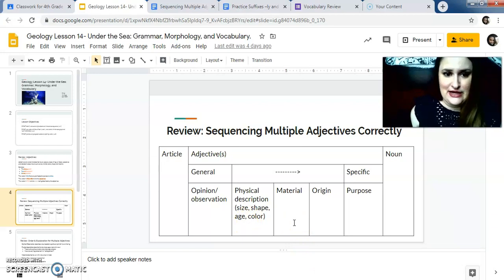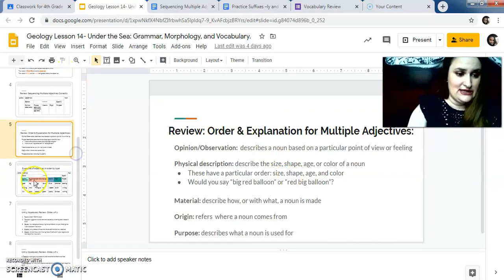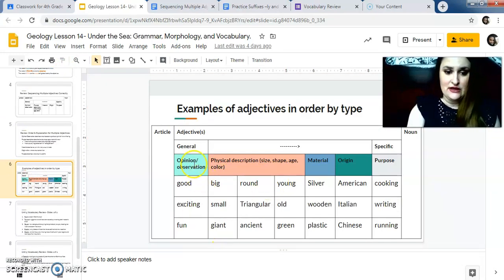A lot of people last week on sequencing multiple adjectives had a hard time with the pepperoni pizza. Pepperoni is technically the material that the pizza is made from. It's the material that's on the pizza, so that would technically come first. Origin is where something's from, like American, Italian, French, something like that. And the purpose is what something is used for. I go more in depth on that on this page too, and that's the order of the explanation. These are various examples, which you've seen before too, of opinion and observation adjectives, physical description adjectives, material adjectives, origin adjectives, and specific purpose adjectives. So remember though, no matter what, the article always comes first, like the or a, and the noun always comes last.